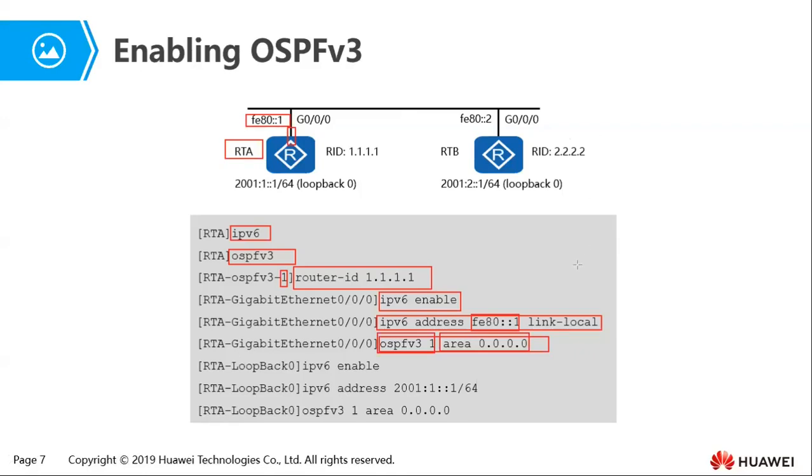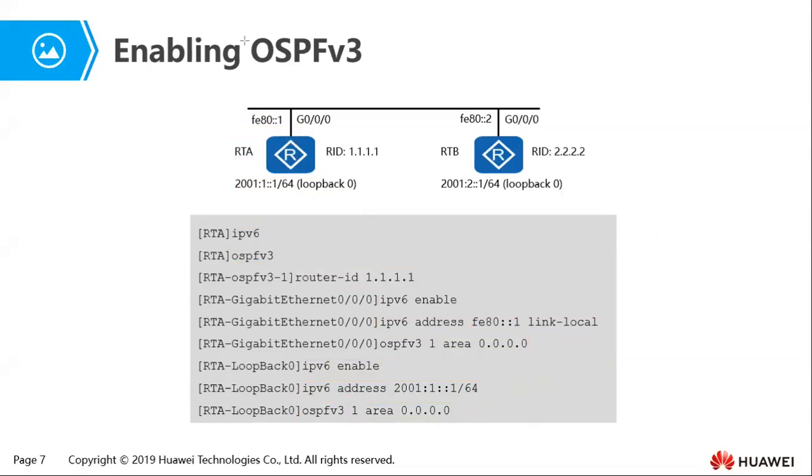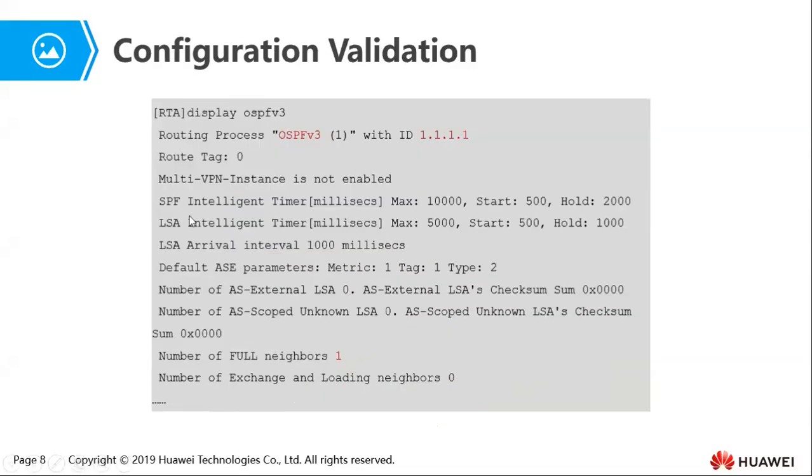If you do HCIP, you're going to learn more and more about OSPF and other routing protocols such as ISIS. We're also doing the same on the loopback interface. We simply create a loopback interface, loopback 0. We enable IPv6 and assign it a globally unique IPv6 address. Then we enable OSPFv3 process 1, and we also add it to area 0. So that is what we've done on RTA. We are supposed to do the same on RTB.